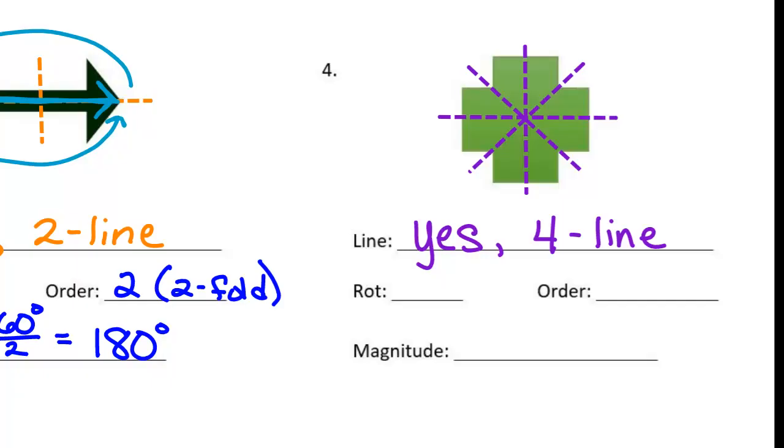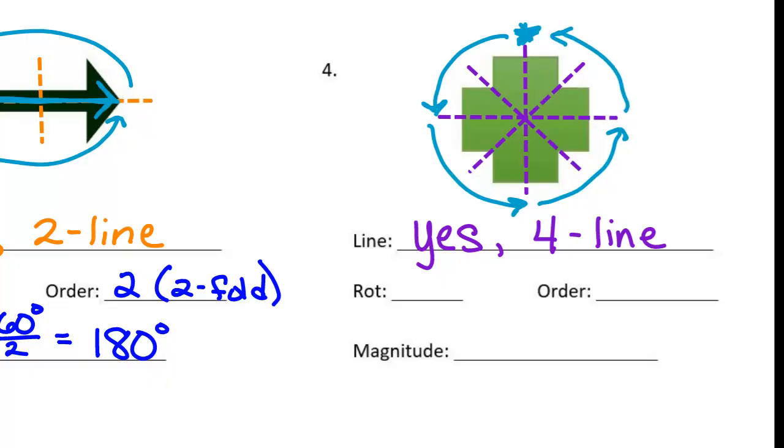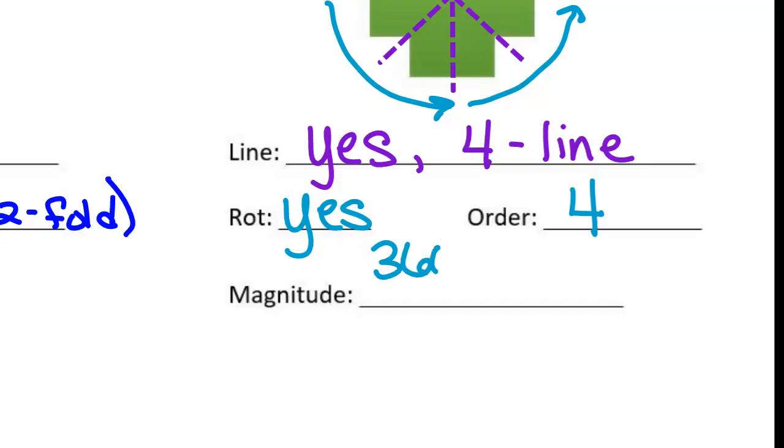Do I have rotational symmetry at all? Yes. If I start right up here, I can take this side and rotate it here. That would give me my first stop, a quarter of the way around. Then I can rotate it down to the bottom. Rotate it back here. And end up at the top. So what is my order? 4. Which means my magnitude is 360 divided by 4. What is 360 divided by 4? 90.